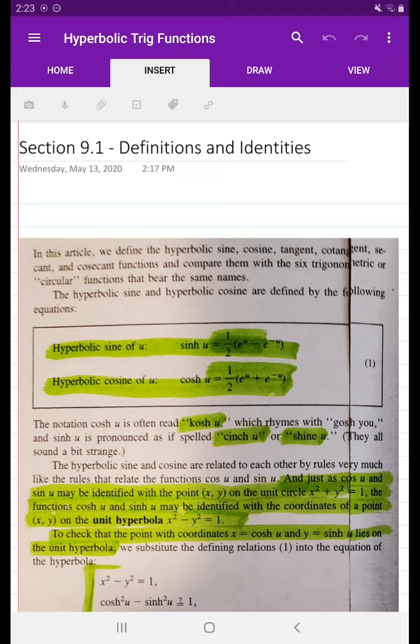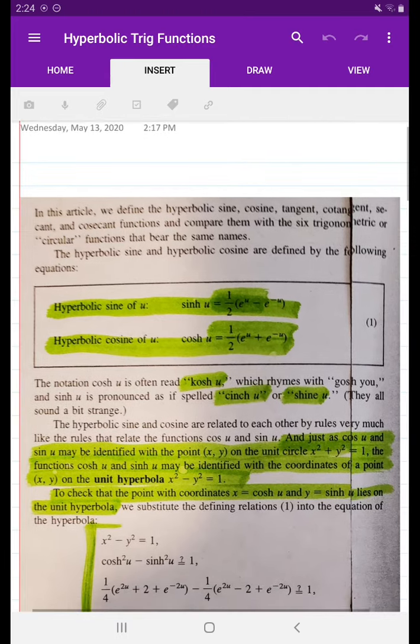Hello, AP Calc BC. This is our work for after the exam. So this is for the juniors who are left. What we're going to be doing is the hyperbolic trig functions. These come from an old textbook that I had.